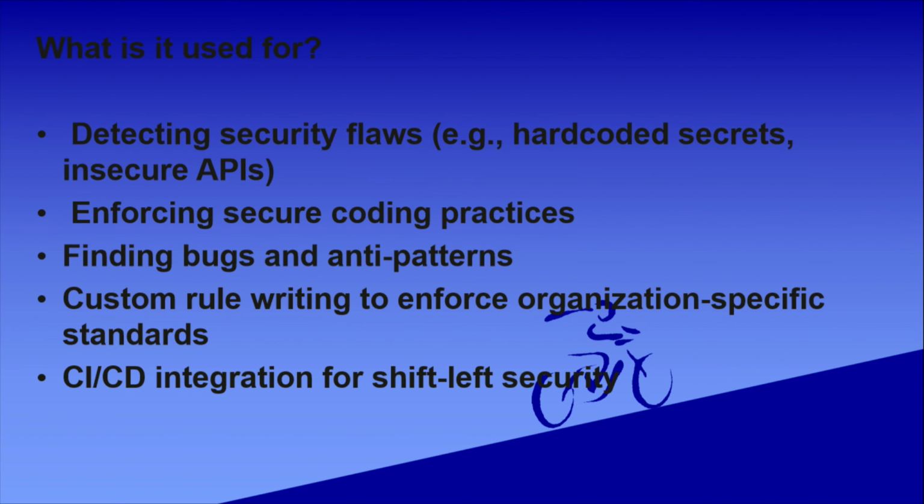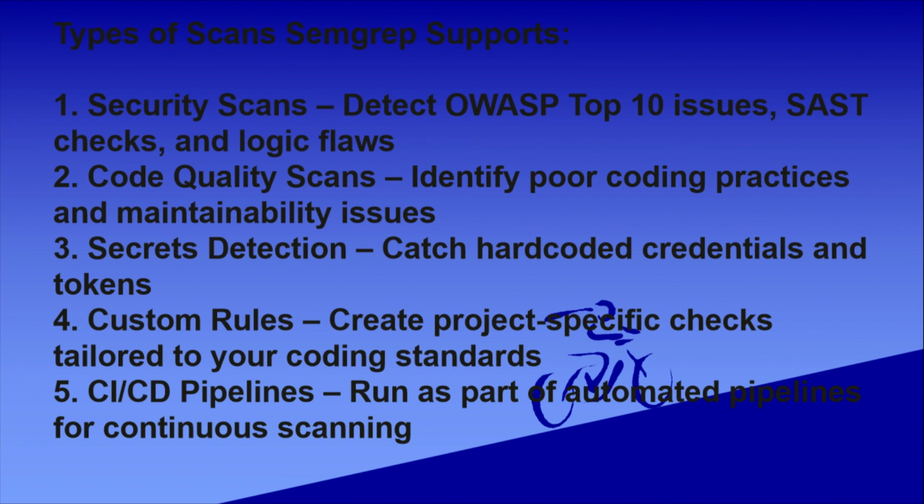So what is it used for? Semgrep is used for detecting security flaws like hard-coded secrets or insecure APIs, enforcing secure coding practices and finding bugs and anti-patterns, custom rule writing, enforcing organization-specific standards, then CI/CD integration for shift-left security. Most times when we talk about DevSecOps, we are talking about our pipeline, our development, automating and including security in every step of our pipeline, making sure that there is no vulnerability. And when we finally get to the deployment phase, we are not exposed to vulnerabilities.